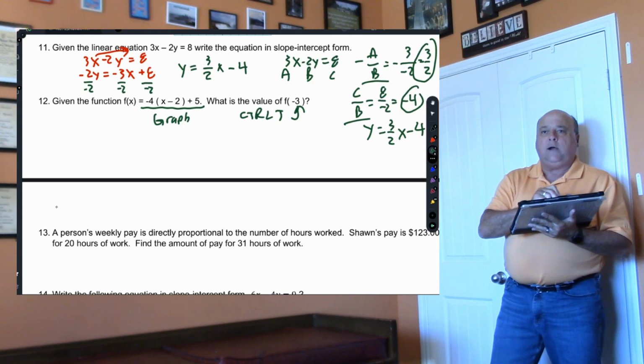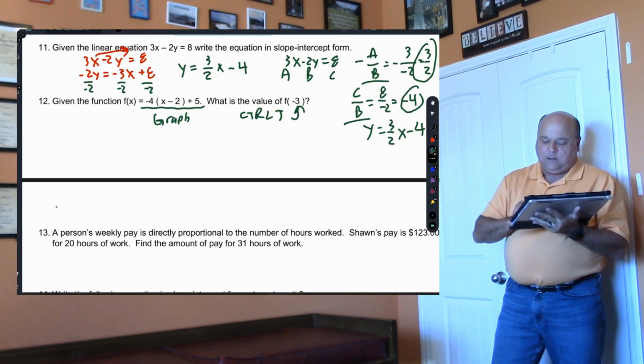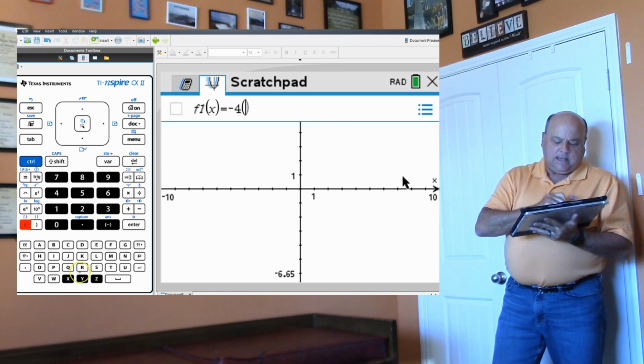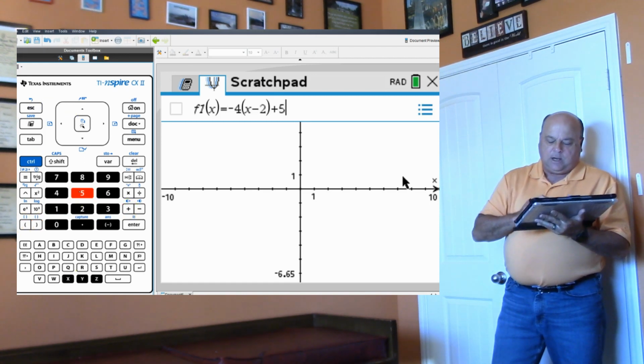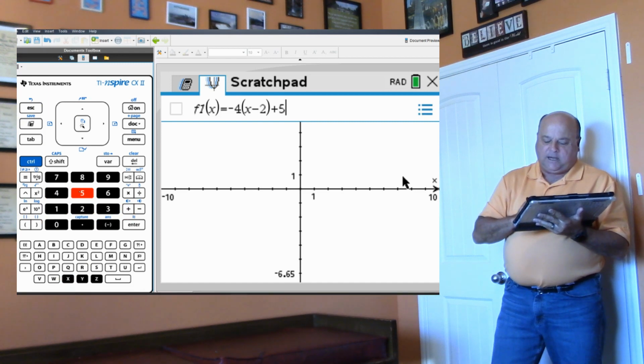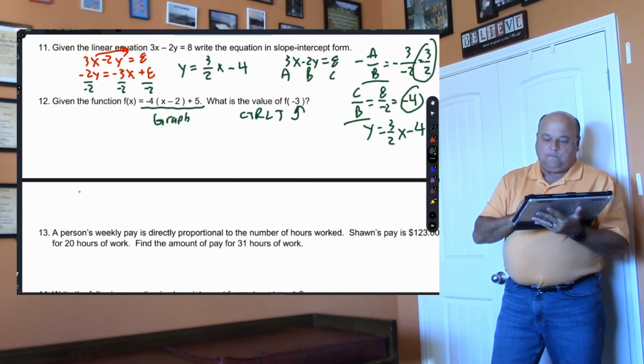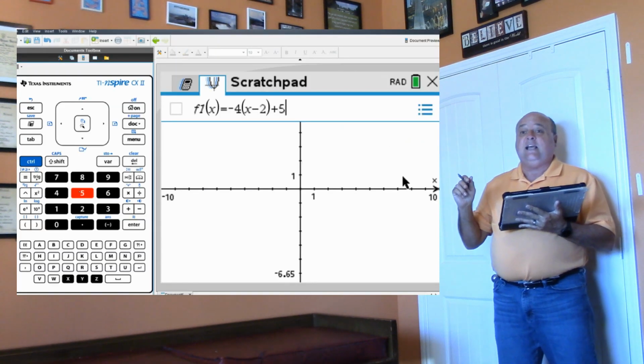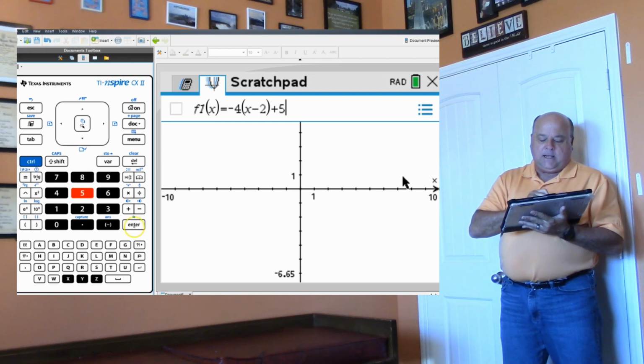It's negative 4, x minus 2 plus 5. So negative 4, parentheses, x minus 2, and then plus 5. So let me make sure that's right. Negative 4, x minus 2 plus 5. That's right. So I got the equation right. So negative 4, parentheses, x minus 2 plus 5. We're going to hit enter.